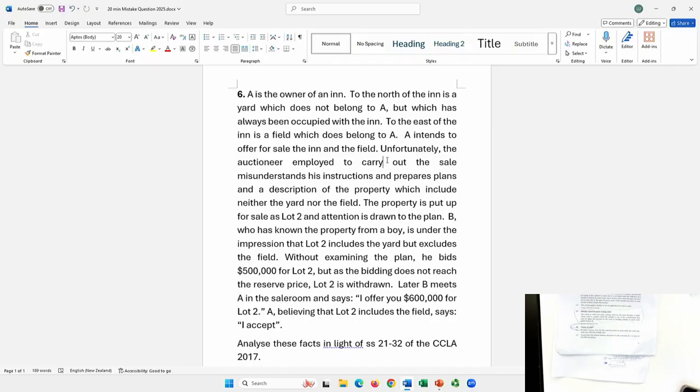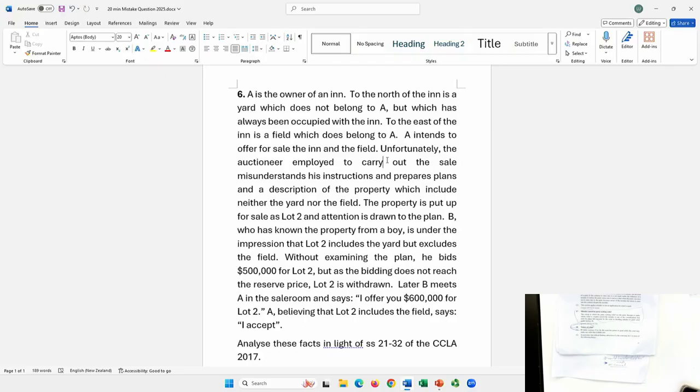I think there's probably two options here. One, the court enforces the agreement to be what Party A thought it was, that is the sale of the inn and the field. That at least was a price that A was prepared to accept. On the other hand, what might be relevant is how much the inn and the field is actually worth. It might not actually be worth $600,000. It might be a really good deal for A.